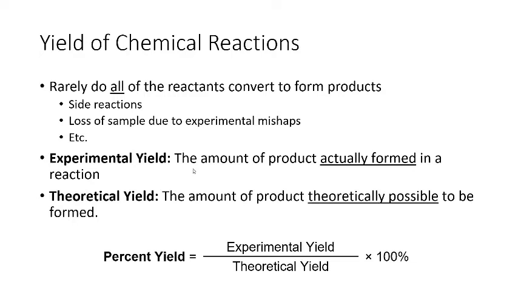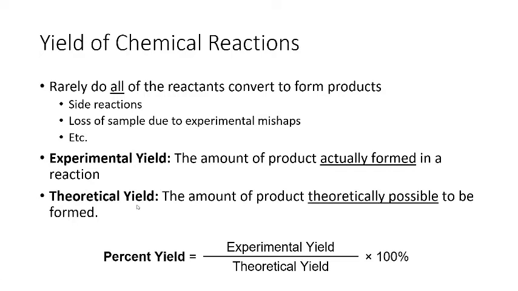And so we need to be able to account for that loss of our expected sample throughout an actual synthesis reaction. So we have a couple terms that explain this expected amount versus the amount that we actually observe. The first term is called experimental yield. The experimental yield is the amount of product actually formed in a reaction. This term makes sense because experimental is what you actually form and observe after performing the experiment.